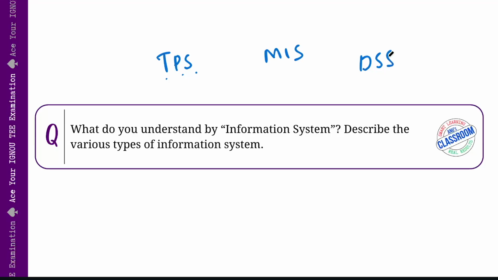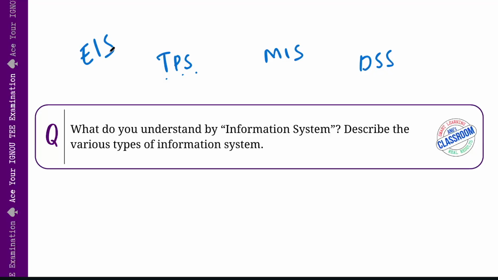These are more interactive. They provide managers with historical data, real time information, and analytical tools to solve complex problems or answer specific questions. For top level executives, we have what is called an EIS or Executive Information System. This provides a high level overview of the organization's performance, usually in real time, helping executives make strategic decisions.